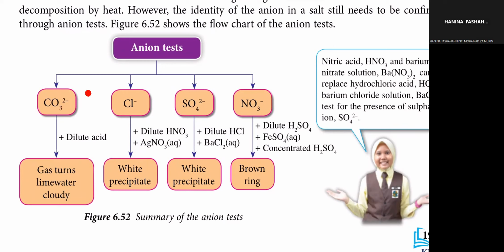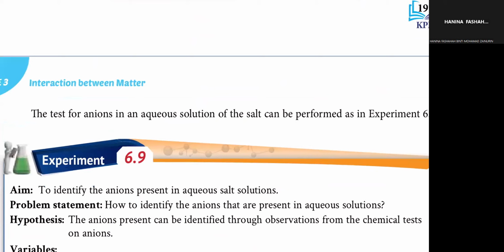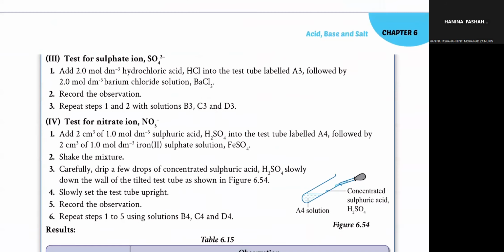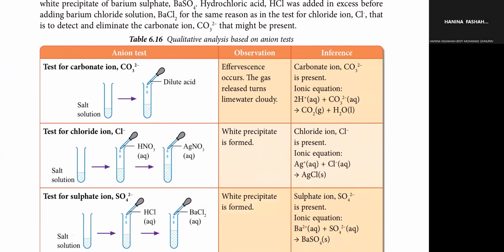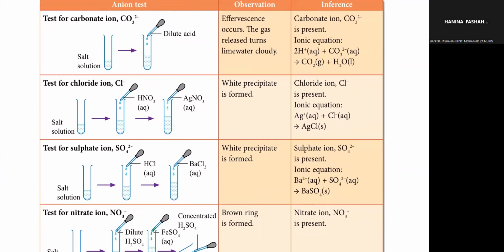For carbonate ion, CO3 2 minus, you have to add acid so that the gas turns lime water cloudy, because they produce carbon dioxide. So what happens is you have bubbles of gas produced because there is carbon dioxide.